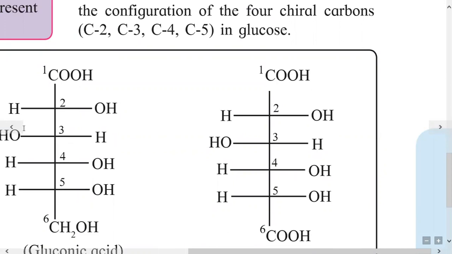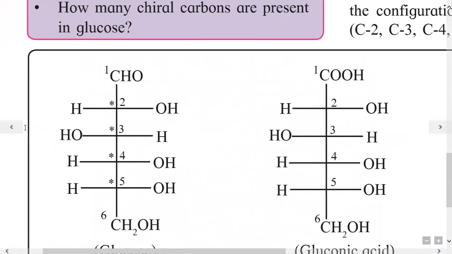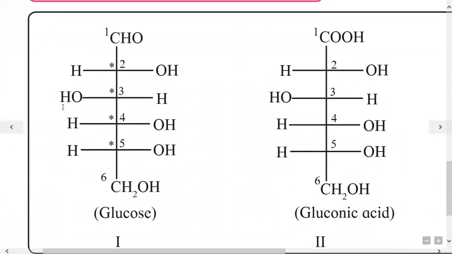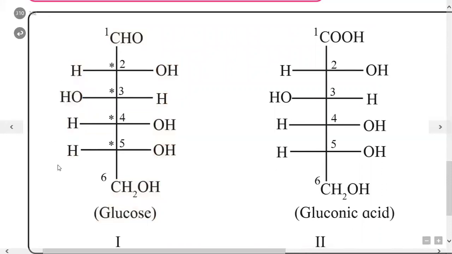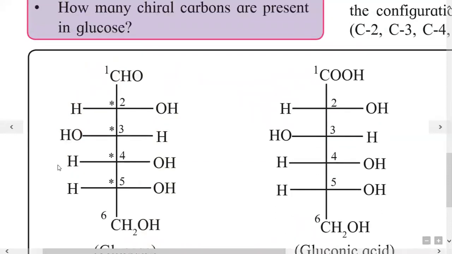So this is the structure of glucose. It contains the second carbon, third carbon, fourth carbon and fifth carbon. These are asymmetric or chiral carbon atoms because the second carbon is bonded with CHO, then CH, OH and the remaining group. So that is asymmetric. Similarly, the third carbon is also asymmetric, bonded with four different groups, and so are the fourth carbon and fifth carbon. They are marked with an asterisk.